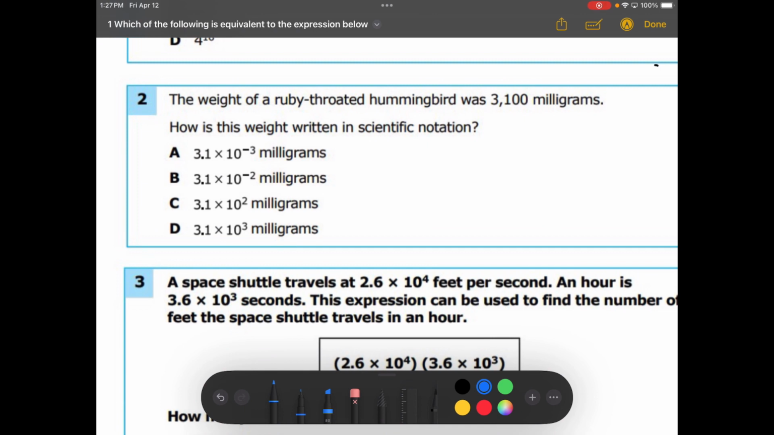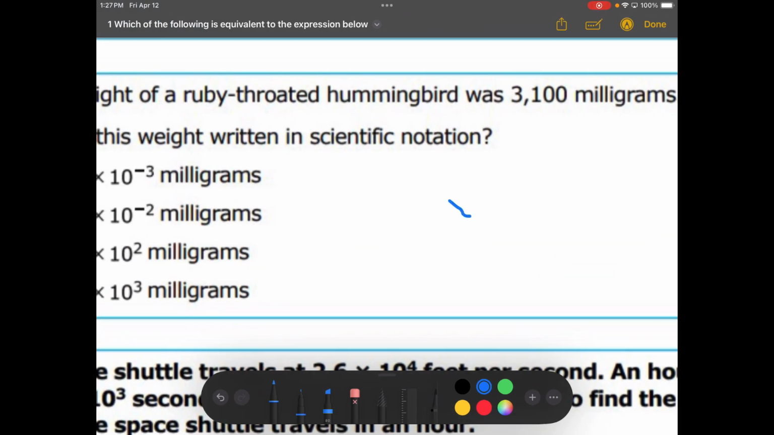Let's look at number 2. The weight of the ruby-throated hummingbird was 3,100 milligrams. How is this weight written in scientific notation? First things first, let's write down our number. 3,100. All whole numbers have a decimal. The decimal's in the back. When you are dealing with scientific notation, there is one very important thing that we have to remember. Where the decimal is supposed to sit in scientific notation. Behind the first non-zero digit. It came from over here. The first non-zero digit. Very good.